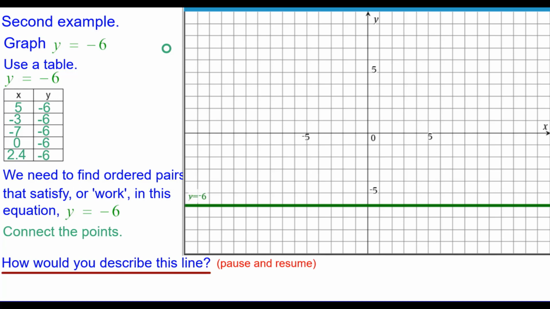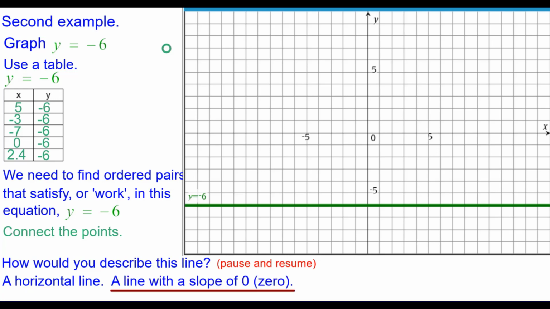Again, how would you describe this line? Pause and resume when you're ready. It is a horizontal line. It moves along the horizon, and it is a line that has a slope of 0.